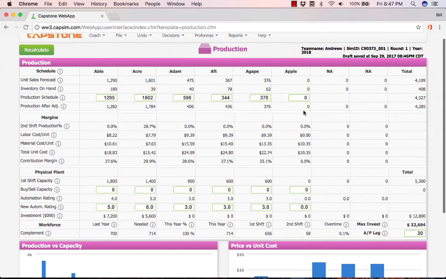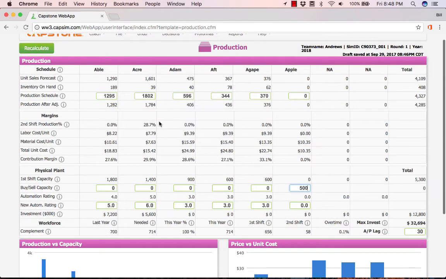But that leaves our good friend Apple out here. Now this is a mistake that many times can be made where you create a new product, but you have to buy the capacity for it, because remember, capacity doesn't just happen automatically. It takes a year to come into effect. So I know that I've got Apple coming out the year after next, and I'm going to need capacity for it. So I'll be relatively conservative. I'm going to buy 500 units of capacity for Apple. That's maybe not enough, but we'll see.